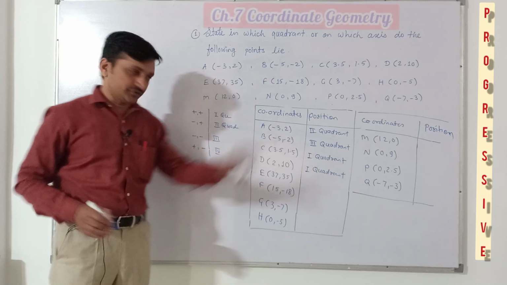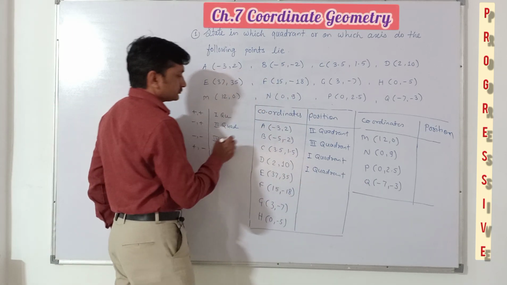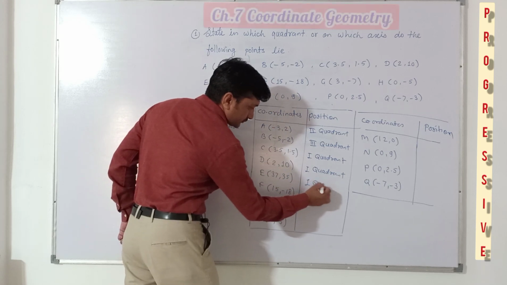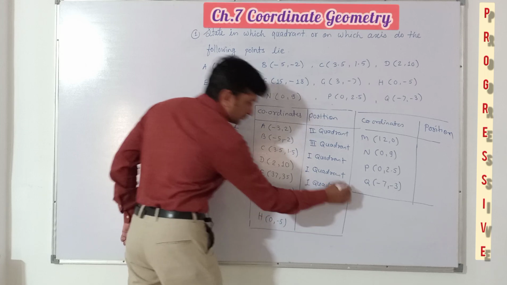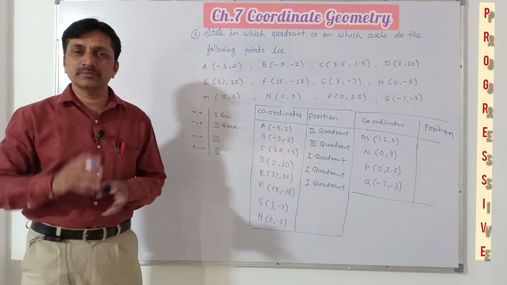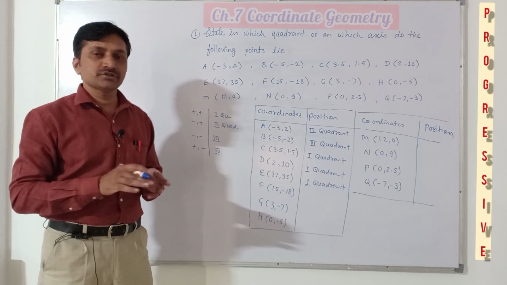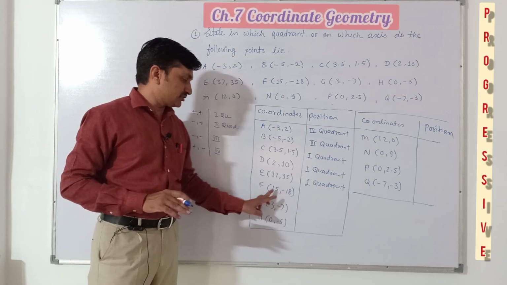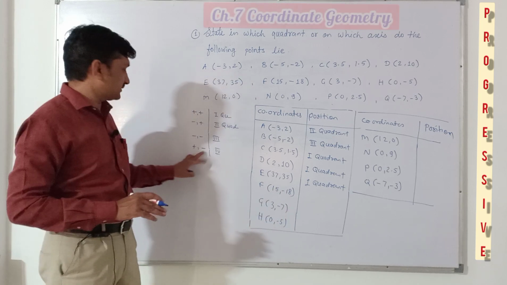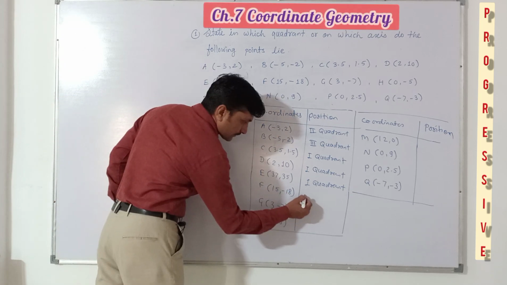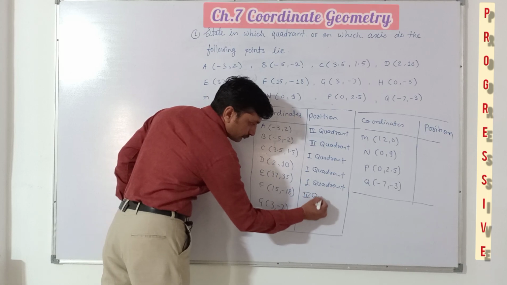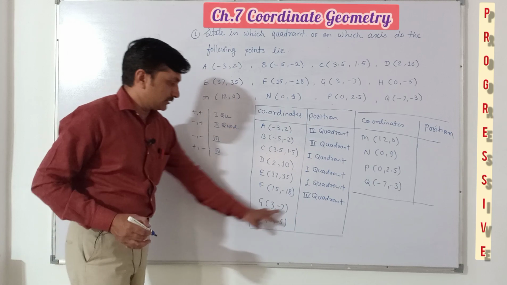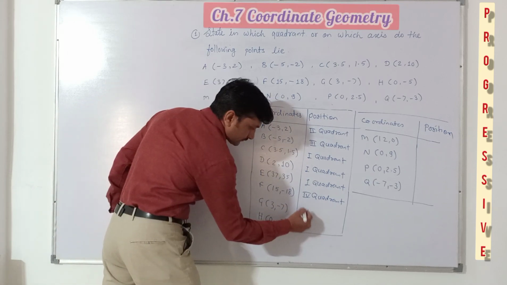37, 35, both positive, first quadrant. Don't look at the number, whether it is a decimal fraction, whole number or integer, no need, only see the sign. 15, minus 18 means plus minus, fourth quadrant. Plus minus, again fourth quadrant.